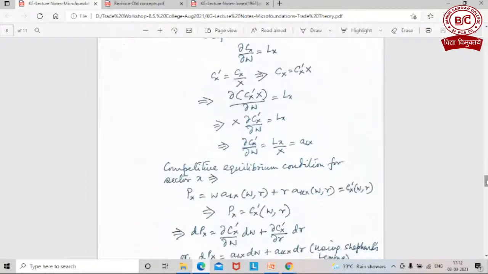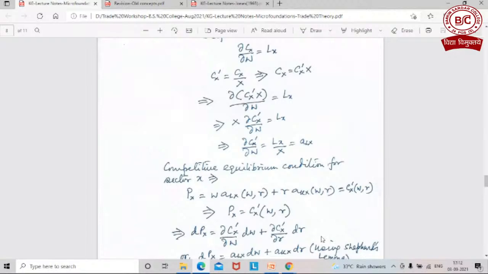The competitive equilibrium condition, as I said, is Px equal to w alx plus r akx, but this alx and akx are functions of w and r. So this is basically a function of w, r. So instead of writing it this way, if you write Px equal to Cx dashed of w, r, and take the total differential, do you agree we can write it in this way?